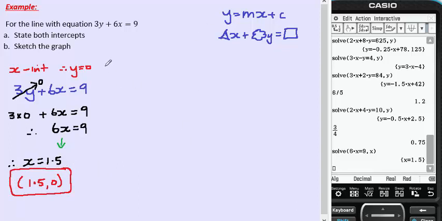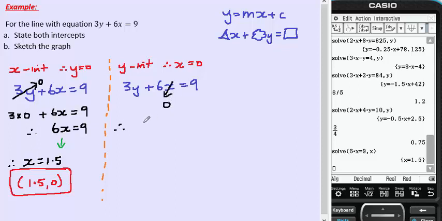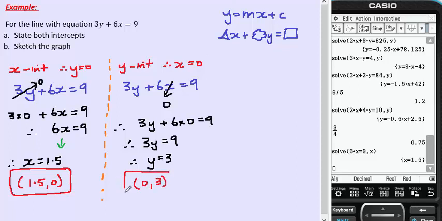Now, the next part is to find the y-intercept. If y equals 0 for the x-intercept, then x equals 0 for the y-intercept. So I'm going to write y-intercept, therefore x equals 0, and do the same thing. My equation 3y plus 6x equals 9, I now replace the x with a 0. So I get 3y plus 6 times 0 equals 9, and therefore 3y equals 9, so y will equal 3. Remember we always want coordinate form, so my coordinate for the y-intercept will be (0, 3).